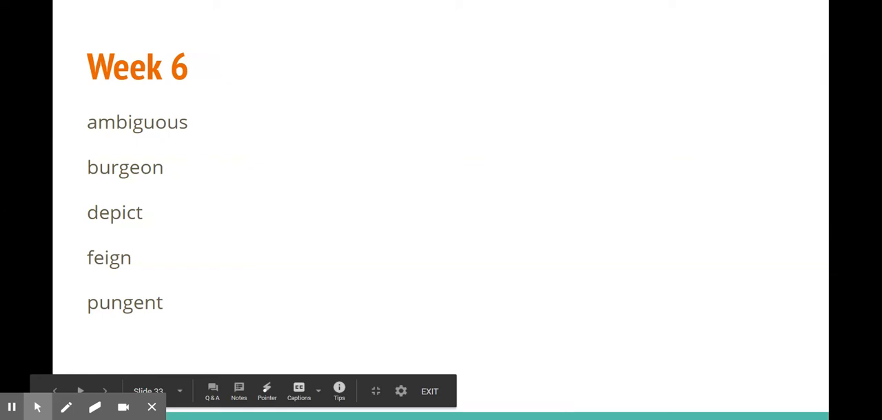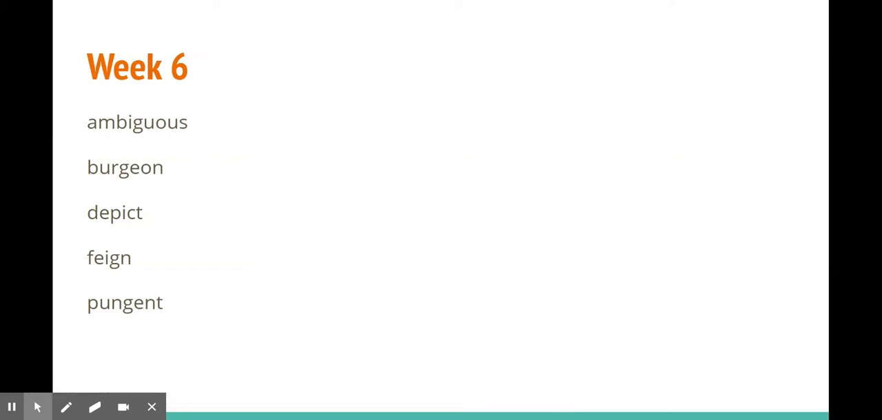This week's vocabulary words include ambiguous, burgeon, depict, feign, pungent.